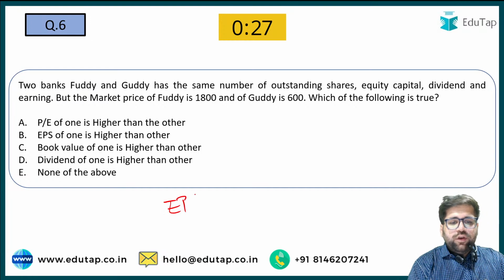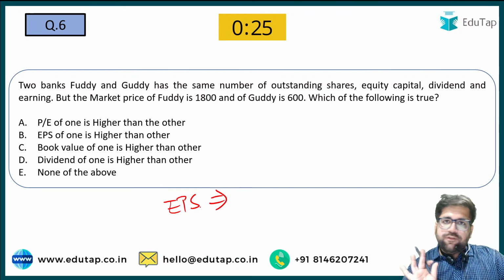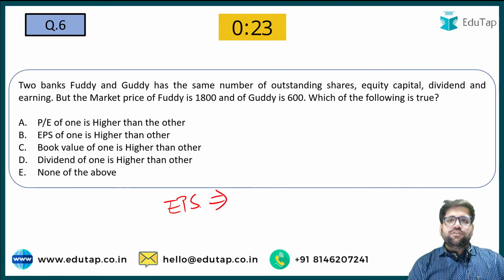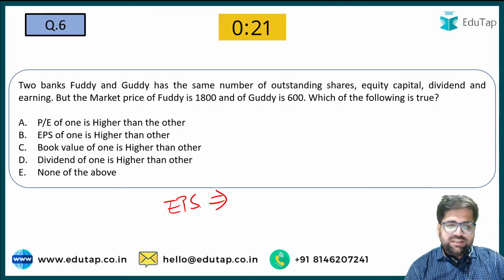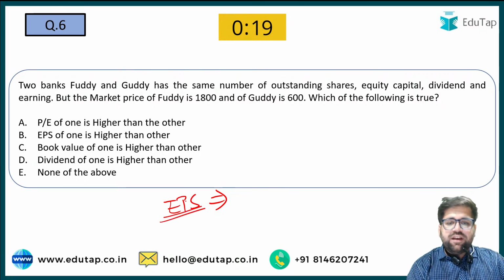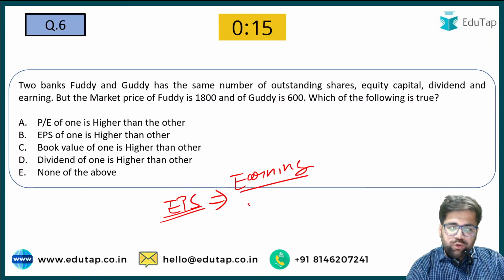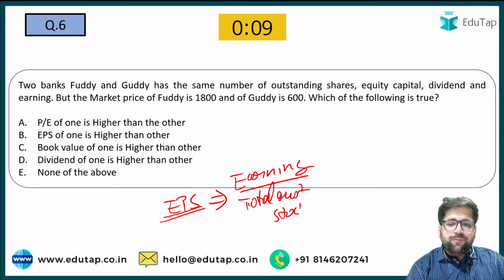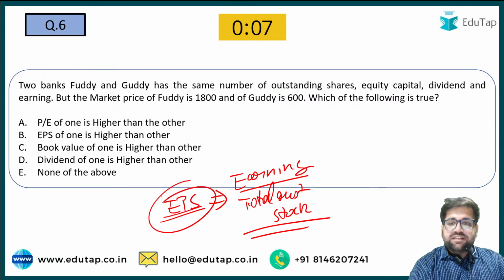See, there are two ratios which are very important when it comes to the finance world. Every investor will look at these two ratios. The first is EPS. EPS stands for earnings per share. What is earnings per share? Earnings divided by total number of outstanding stock. Okay. So this is your EPS, mind you.